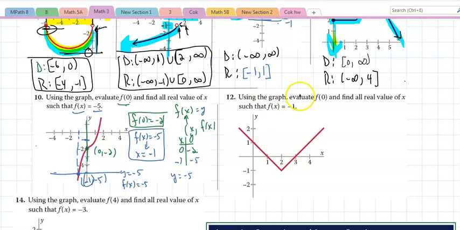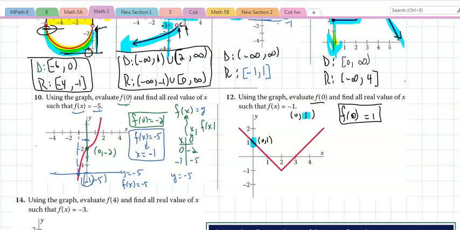If I look at this problem, evaluate f of 0. This is saying when x equals 0, what does y equal? So think of it this way. For x equals 0, what would y equal? Well, where's x equals 0? X equals 0 is a vertical line right there. Isn't that the point (0, 1)? So y is 1.